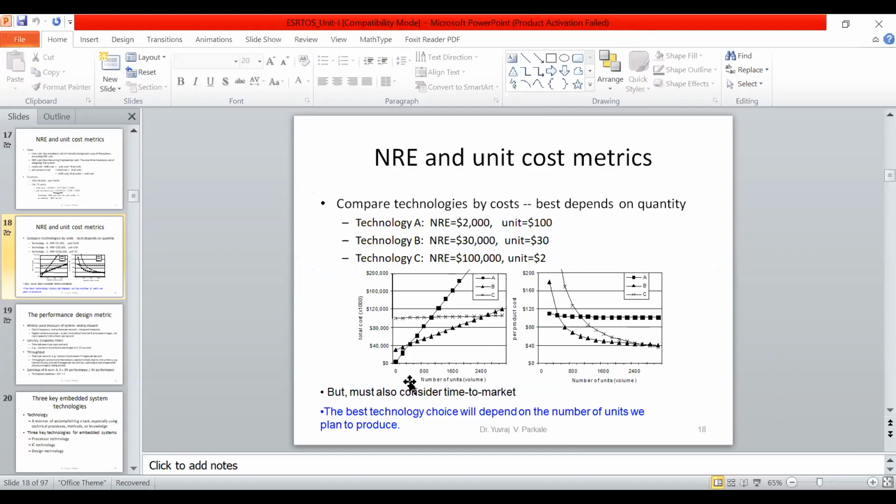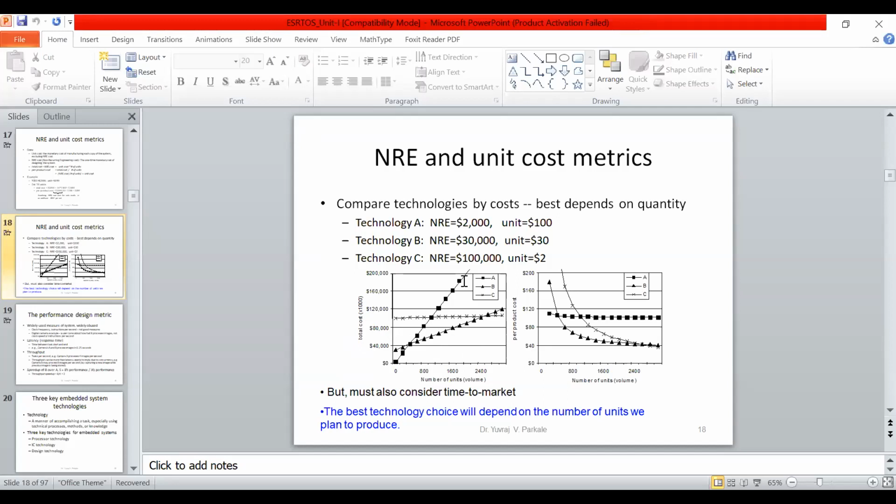If you go through the graphs, the first graph is number of units versus the total cost. If you observe the three technologies, A, B, and C, they have been shown with different textures. Technology A is shown with squares. This graph shows that as the number of units increases, the total cost of the product also increases.